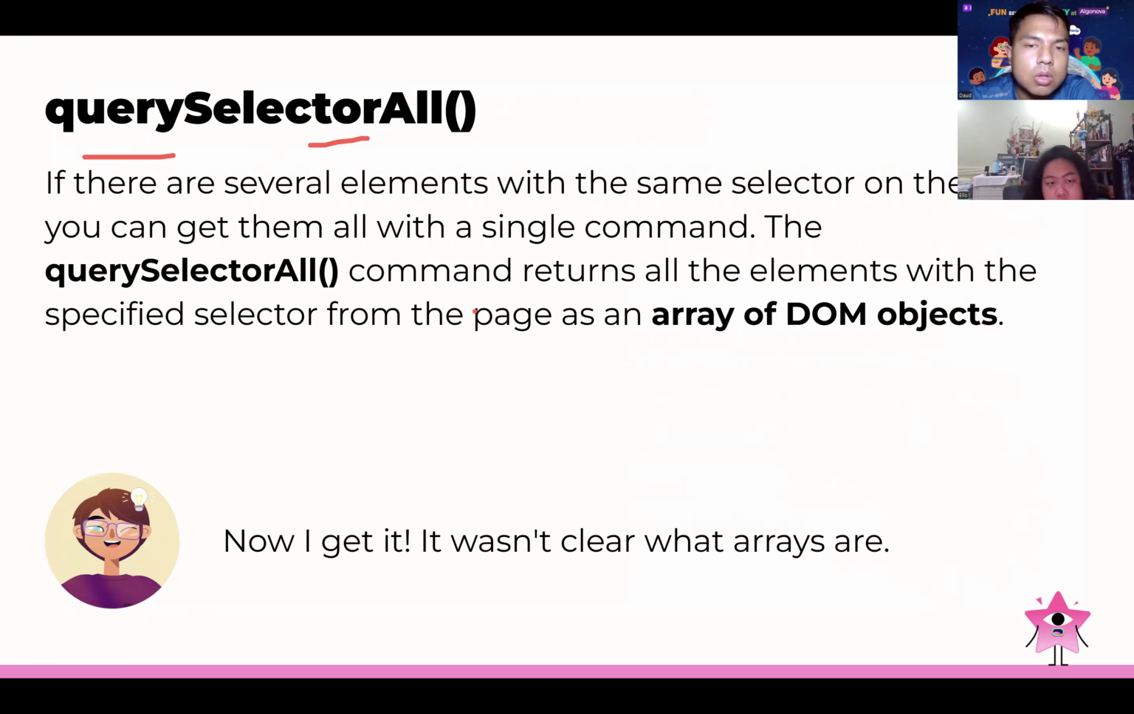Now, query selector all. The query selector all command returns all the elements with the specified selector from the page as an array of DOM objects. You still remember what a DOM is?